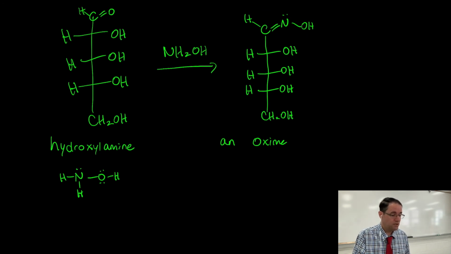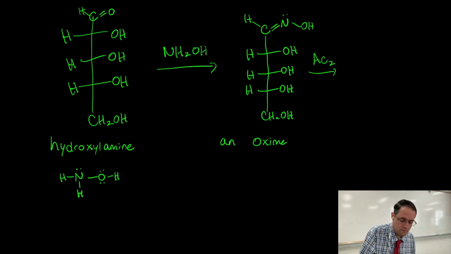So now what you do is you treat this with acetic anhydride. Maybe I should not draw it like Ac2O. Let me draw that out. So we treat this with acetic anhydride. Okay, and this makes the cyanohydrin.